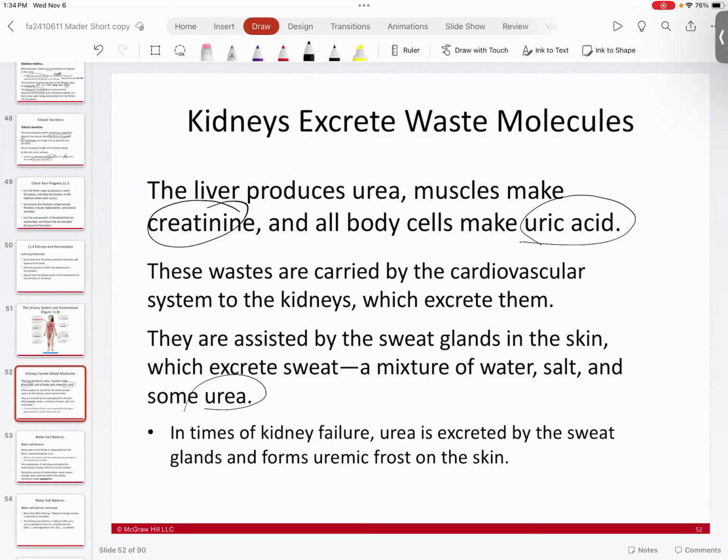If you have kidney failure, ultimately what's going to happen is you're going to have a buildup of urea because it's not being gotten rid of through the kidneys.